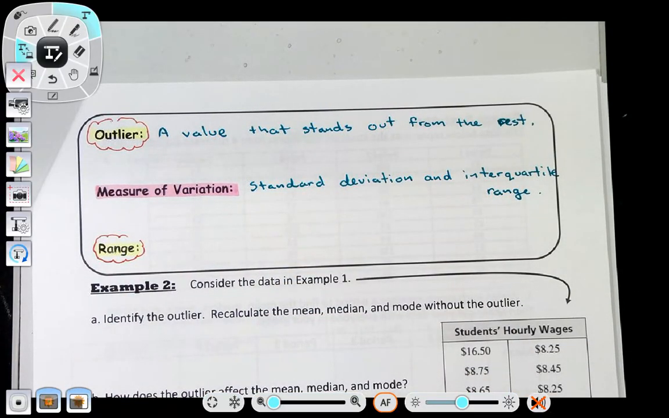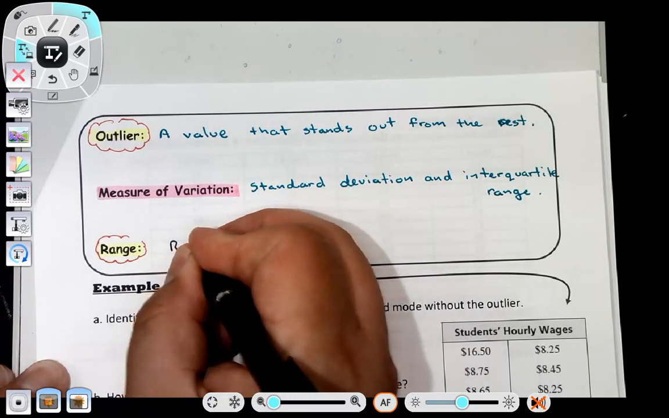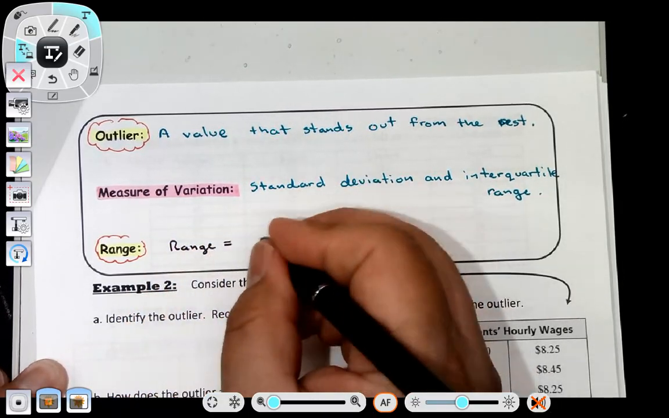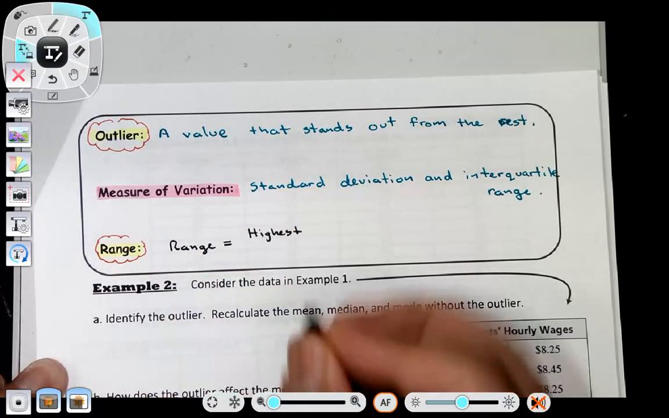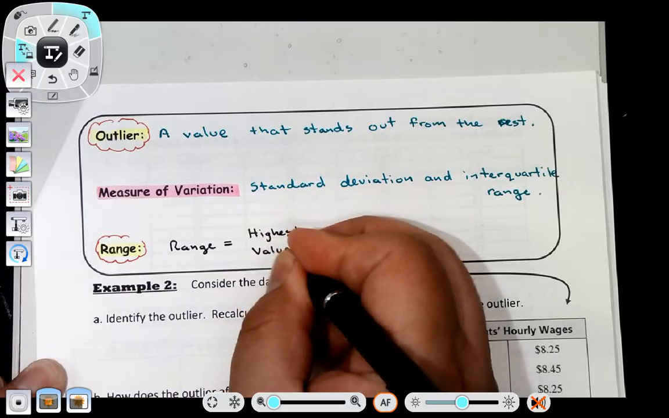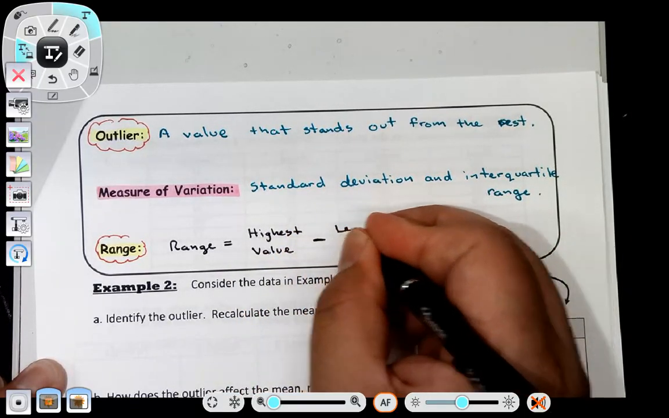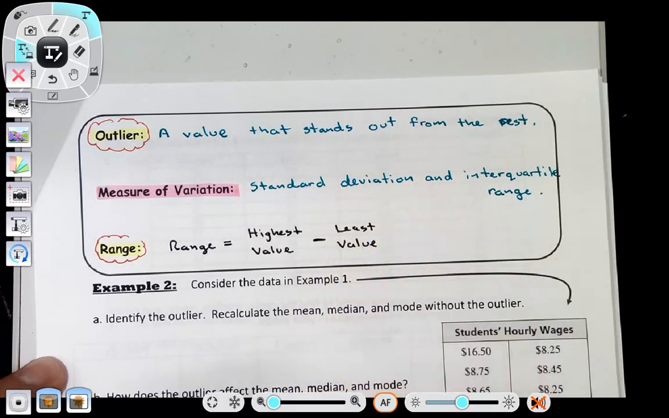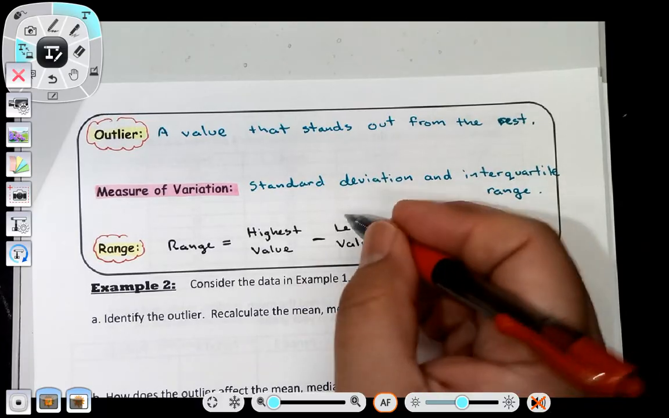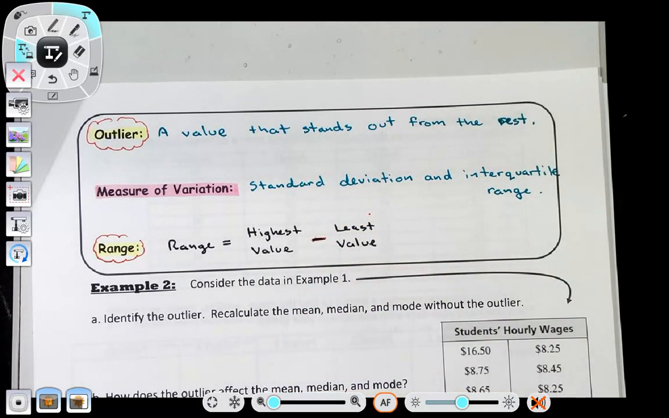But the range is the most important one because here's how you find it. The range is equal to the highest value, that's why we put a list in order, minus the lowest value or the least value. That's it. So all I'm going to do is some basic subtraction. Little subtraction right between, and that's it. But again, that's why it's important to put your list of numbers in order.